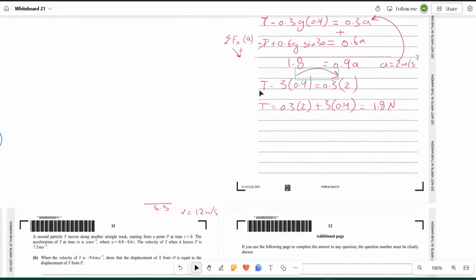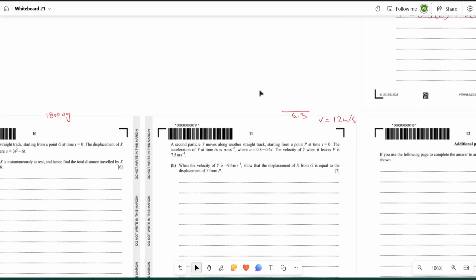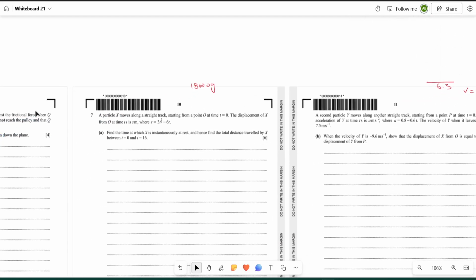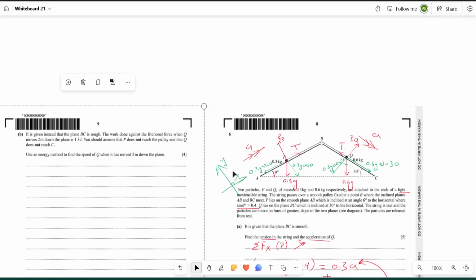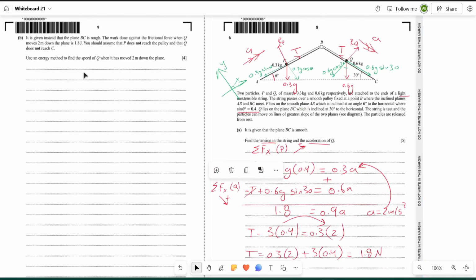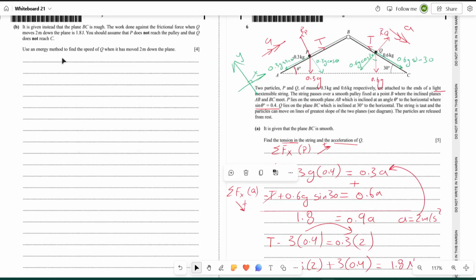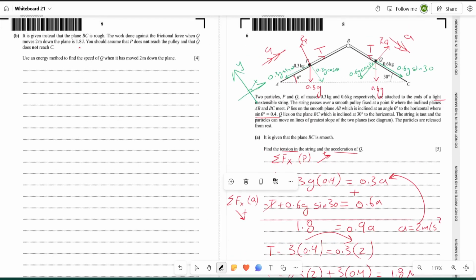Okay, now let's look at part B, which is the interesting part, I think it's this one. Let's actually get it over here so we can see the drawing as well. Now it says that the plane BC is now rough. So now we have tension and friction in this part. And it says that the work done against the frictional forces when Q moves 2 meters down the plane is 1.8. You should assume that P does not reach the pulley and Q does not reach C. Use an energy method to find the speed of Q when it has moved 2 meters down the plane.